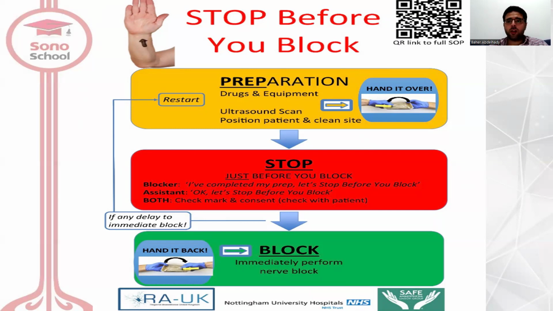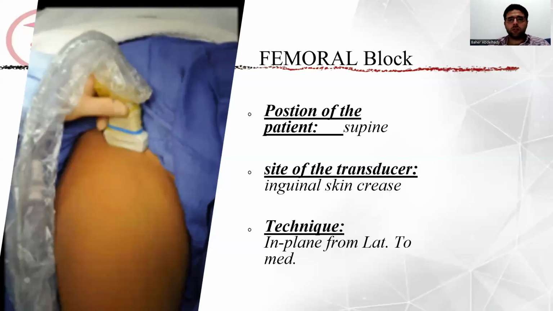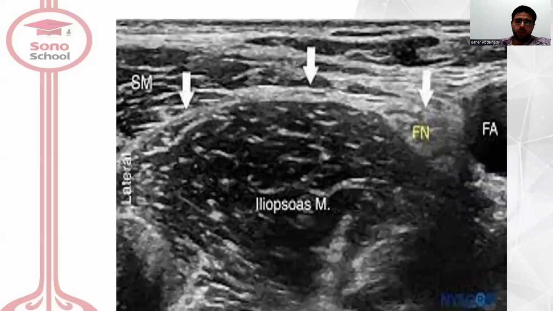Okay, take your time, prepare well, choose your patient, choose your drug, choose your dose according to the patient's condition, and start. This is the position of the right thigh of the patient, and this is the position of the transducer above the inguinal crease. This is a linear transducer, linear probe, and the technique is in-plane from lateral to medial.